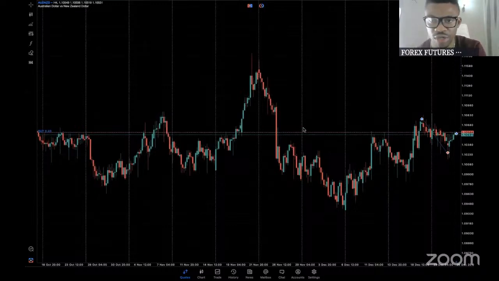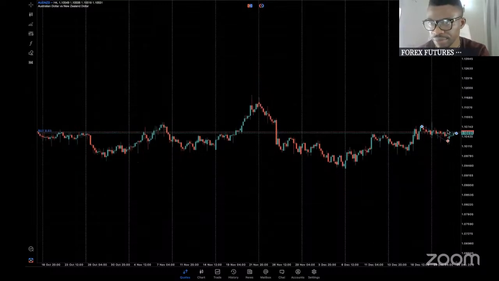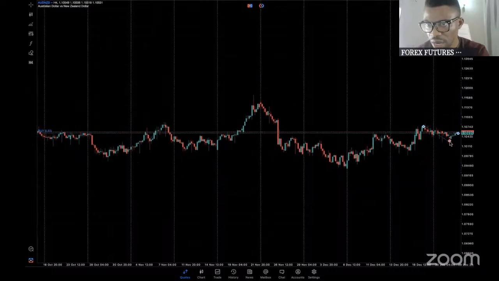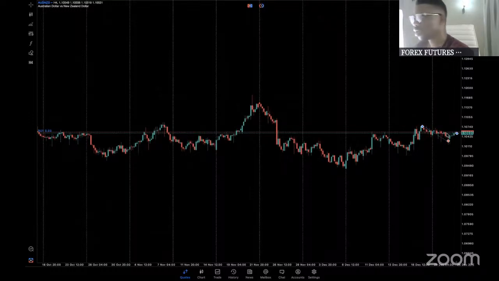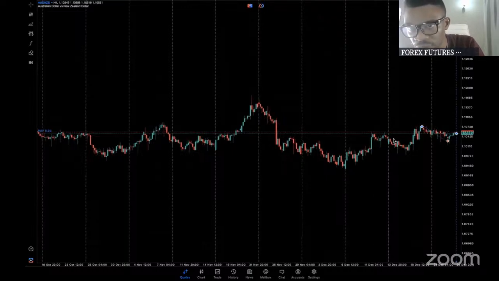Struggle to actually drag this thing. I remember the last time we were trying to drag it, stop loss. It was stressing us, especially when the time is up like this, you know.